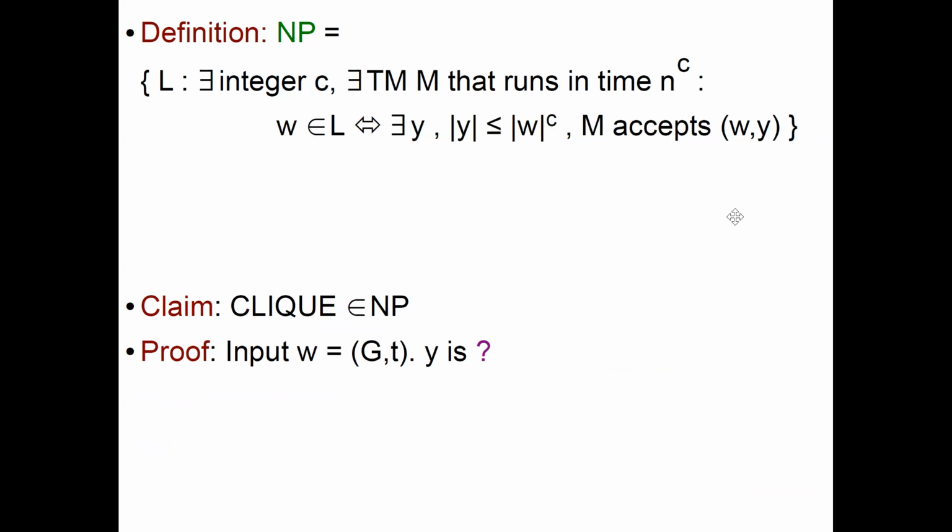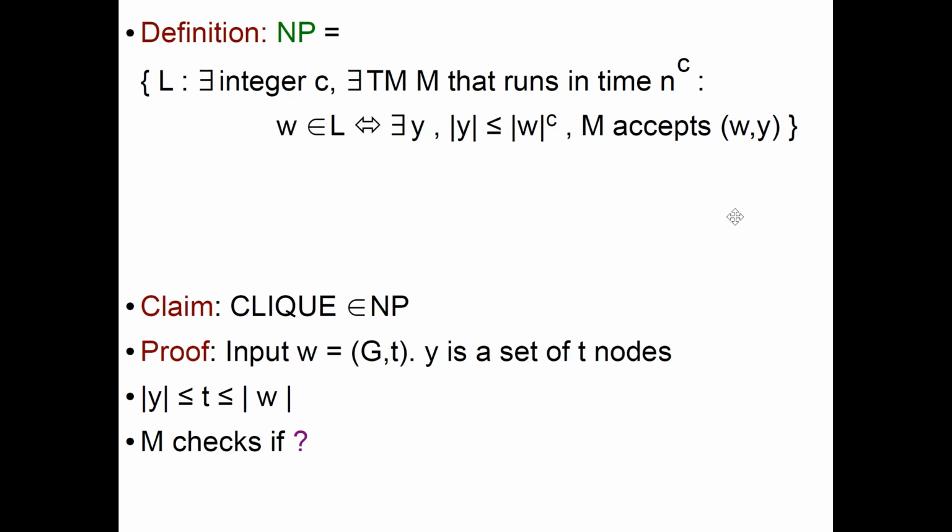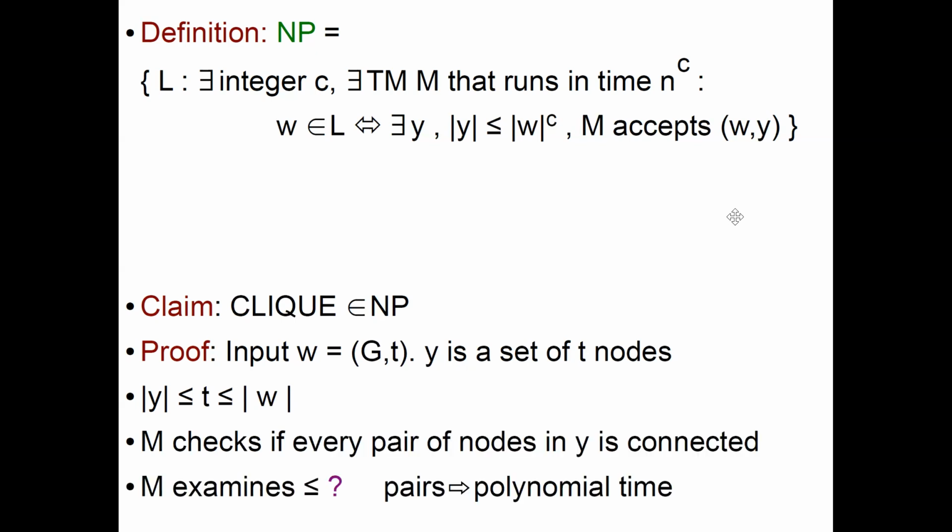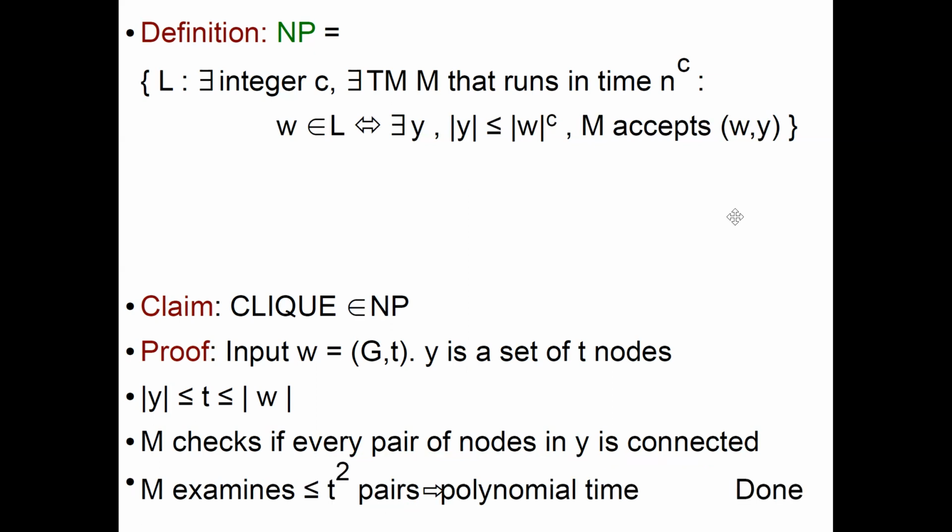Similarly, clique is in NP. What is y in this case? It is a set of nodes. The length of y is at most the input length, and M needs to check if every pair of nodes in y is connected. How many pairs do you need to check? Well, quadratic at most in the input length. This is at most t squared pairs for this t here, and this is a polynomial time computation.